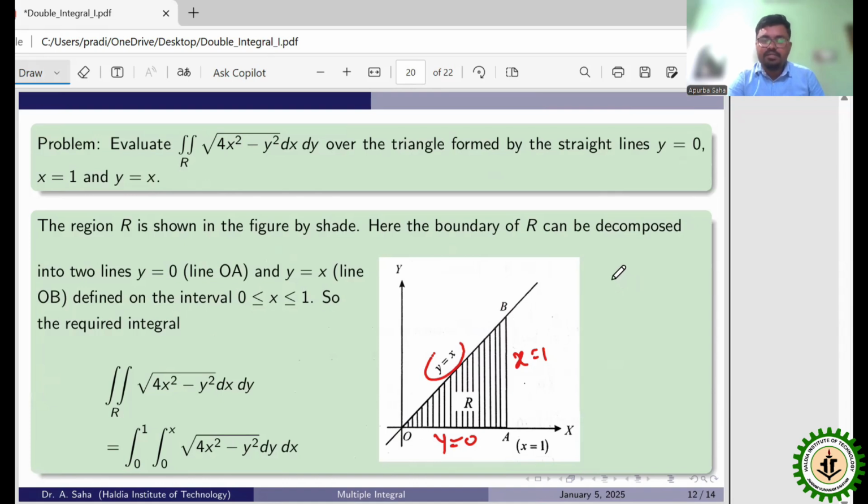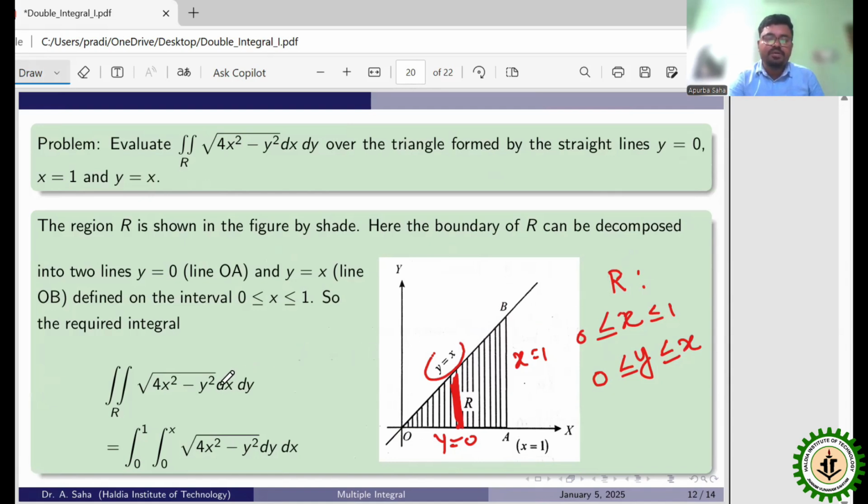So here, this region R you can write as: x lies between 0 and 1, and y lies between, see, this is the rectangular strip parallel to the y-axis, then y runs from 0 to x. So in this case, R is a non-rectangular region.